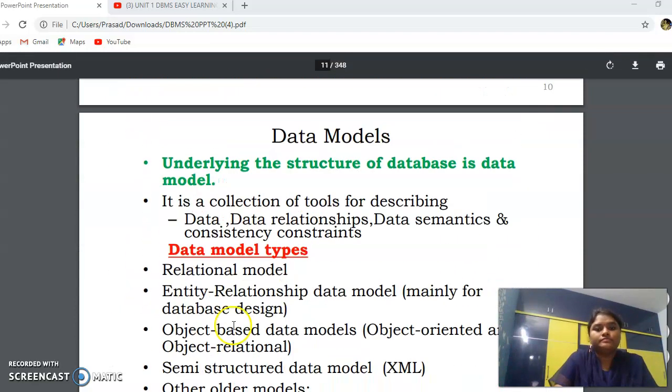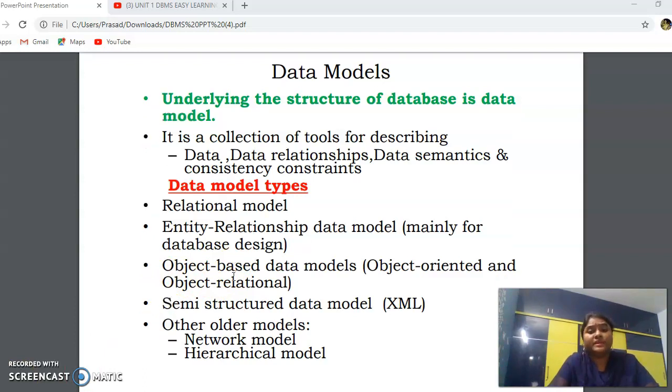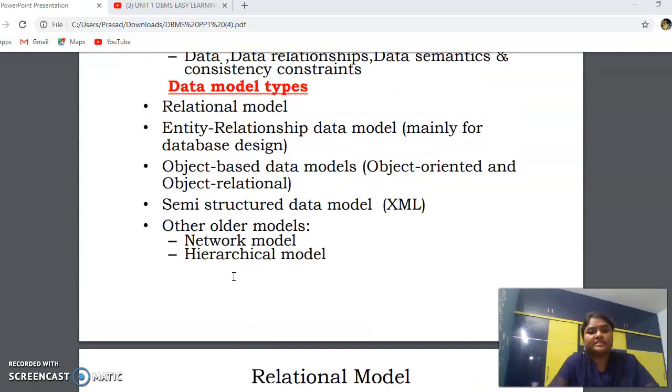There are different data models. That means data can be represented in different models. The first one is the relational model, next is the ER model, the object-based data model, and the semi-structured data model, and there are many other types of models, that is the network model and the hierarchical model. The relational model we will be covering in the second unit. The entity relationship model we will be covering in the first unit.